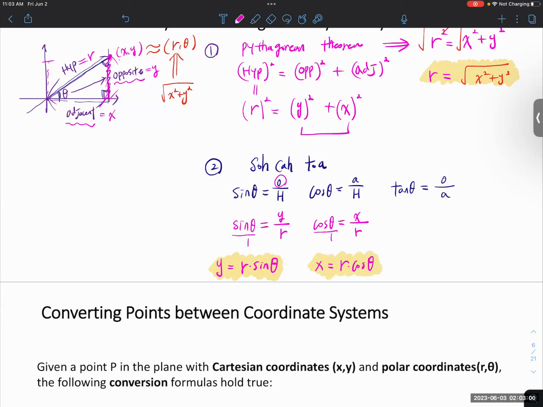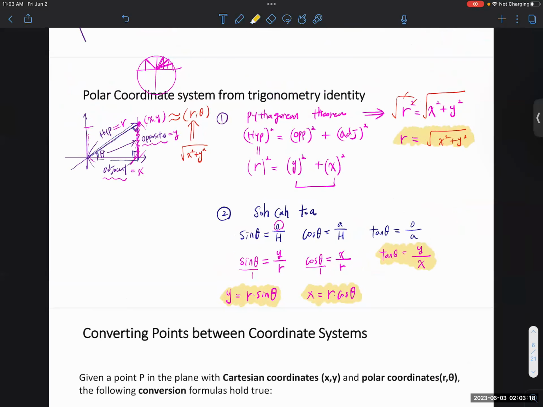Last one, tangent theta, right? So that tangent theta means tangent theta is opposite y over adjacent x. So what happened? Tangent theta is always y over x. We found out the last mathematical identity. We need those 4 identities.